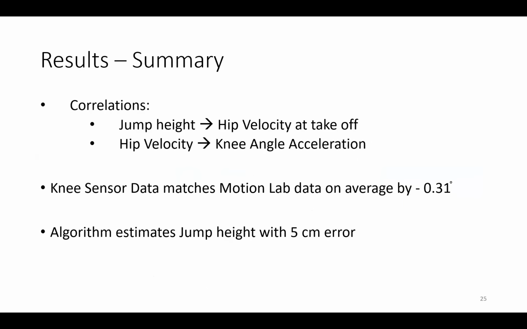So overall, when breaking down the vertical jump biomechanics, we're able to see correlations between jump height and hip velocity at takeoff, which is what we refer to as initial velocity. We also saw correlations between hip velocity and the knee angle acceleration. So our knee sensor data matches the motion lab data on average by negative 0.31 degrees, and our algorithm estimates jump height within 5 centimeters of error.